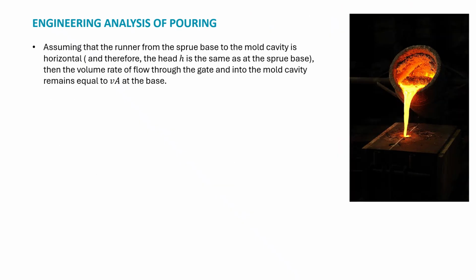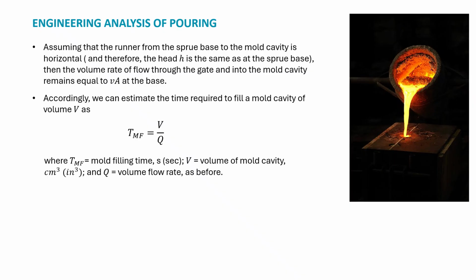So assuming that the runner from the sprue base to the mold cavity is horizontal, and therefore the head is the same as at the sprue base, then the volume flow rate through the gate and into the mold cavity will remain the velocity multiplied by the area at the base of the sprue. Accordingly, the estimated time required to fill the mold cavity will simply be equal to the volume of that cavity divided by the volume flow rate.